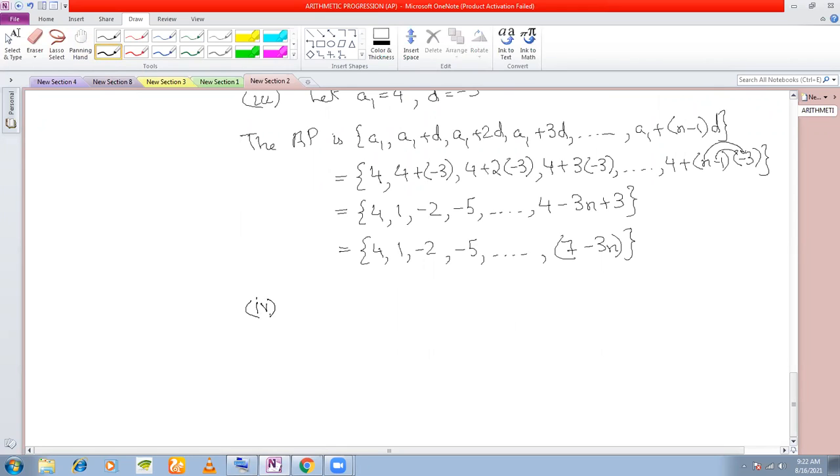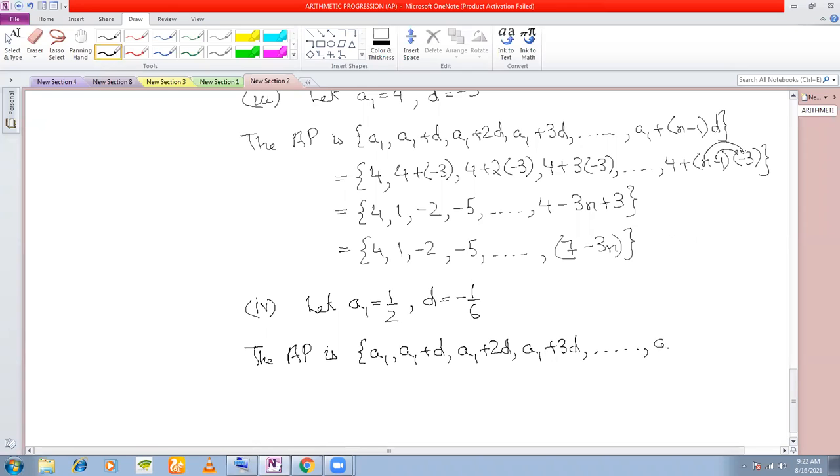Fourth one. If the first term is given to you as half and the common difference is given to you as -1/6, then what is the AP? Put the values in this.